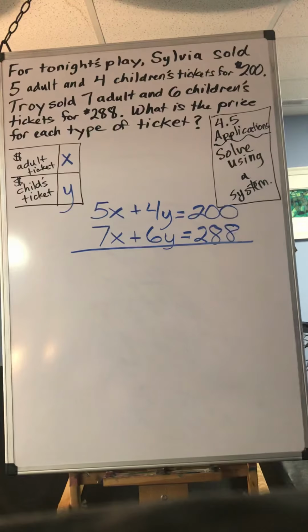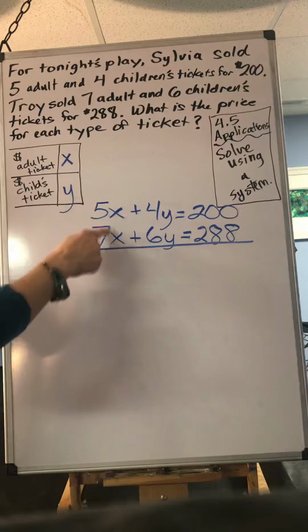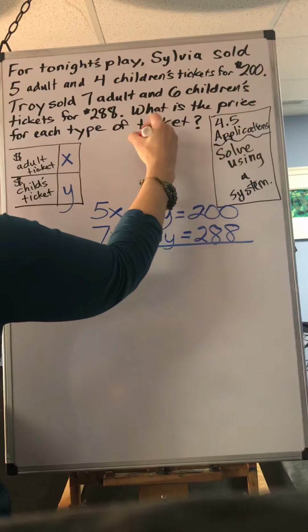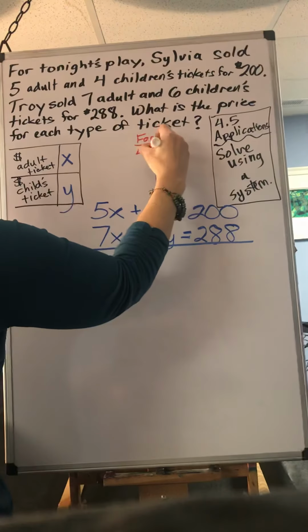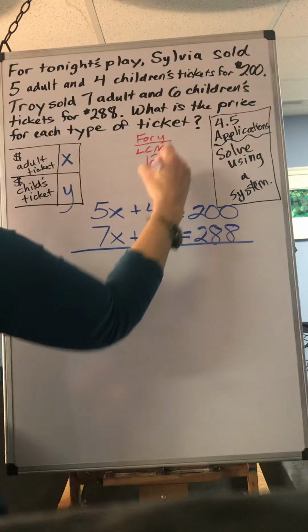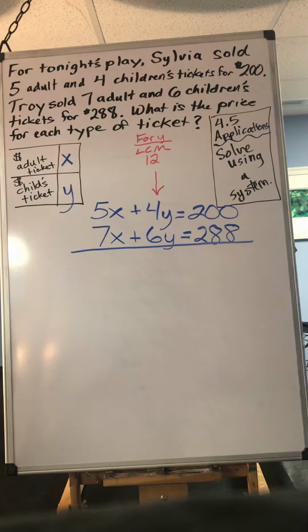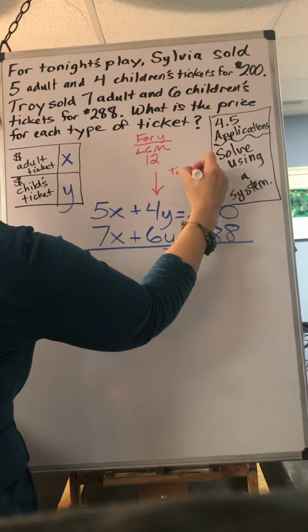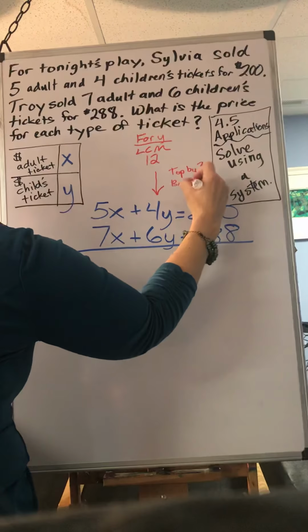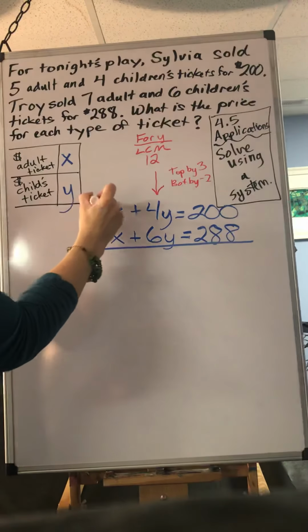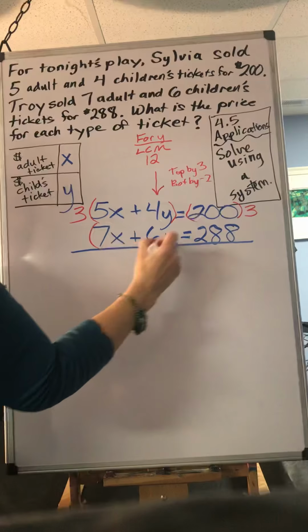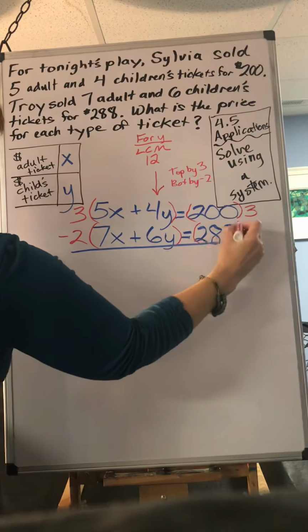Now, right away, you might be thinking, wow, those are pretty large numbers. But don't you worry, because if you look at X, the LCD is 35. But if you look at Y, the least common multiple is 12. Now, we could use 24, but 12 is the smallest. So we're going to multiply the top by 3 and the bottom by -2. Not so bad. So the top equation, both sides by 3. Bottom equation, both sides by -2.